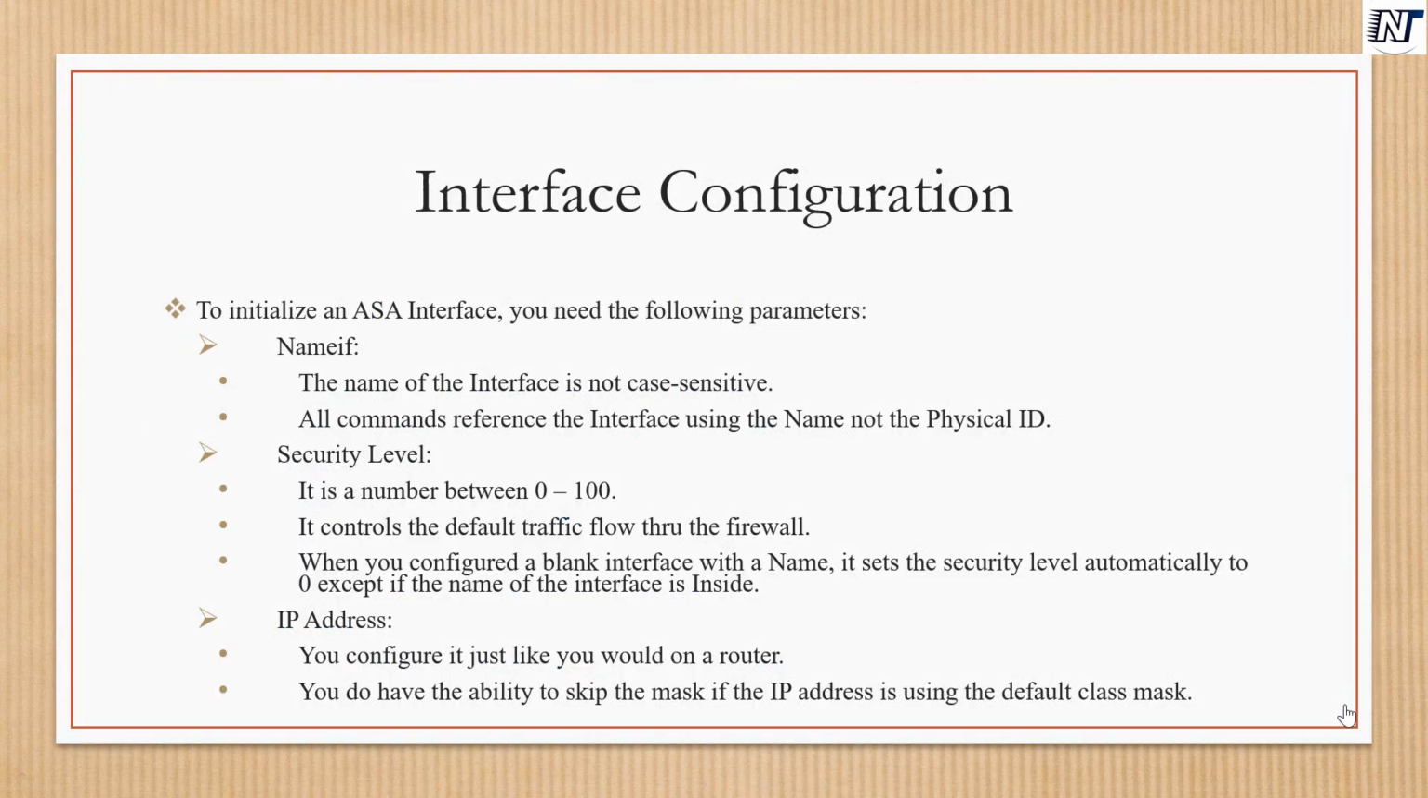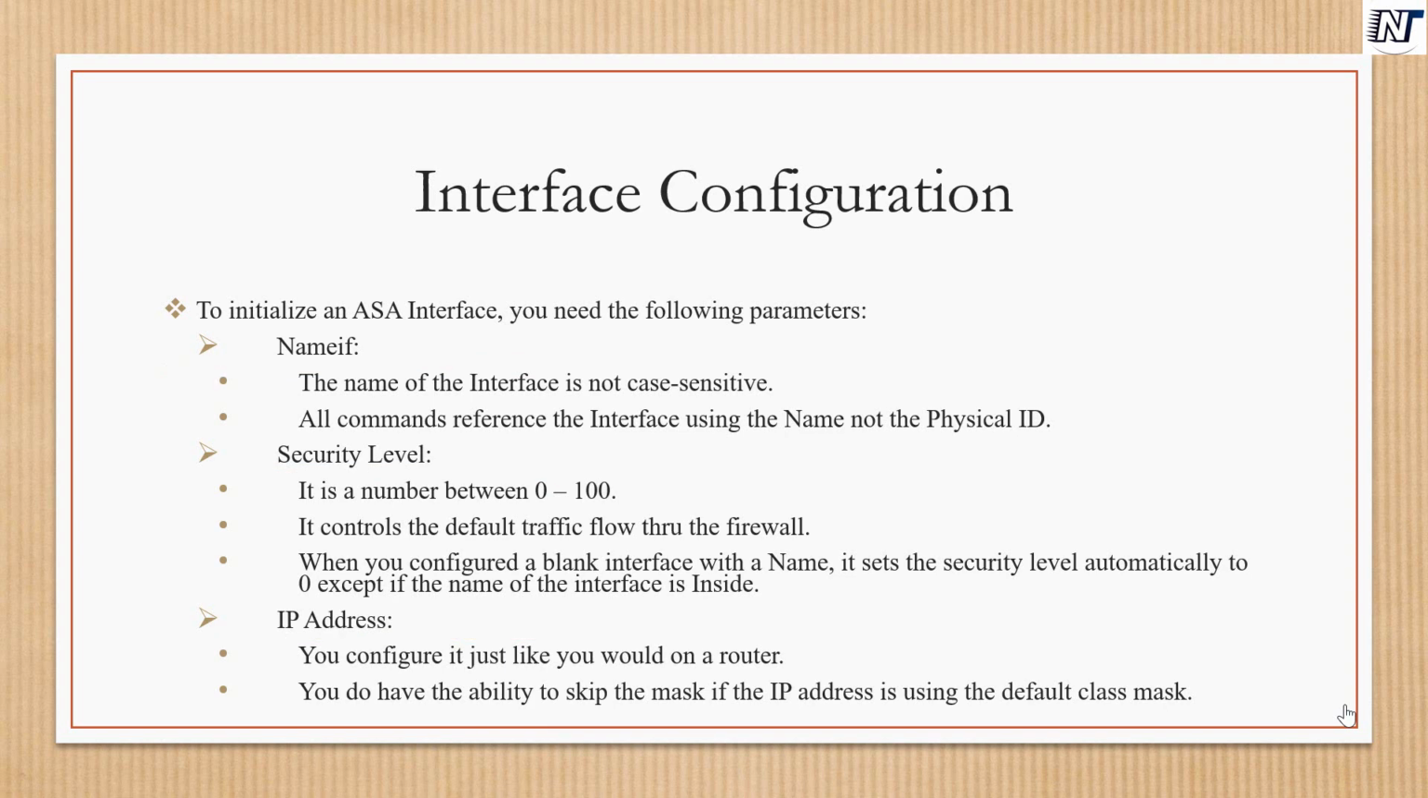This is the interface configuration. This is how to configure a particular interface in the ASA firewall. We require 3 parameters to bring the interface up and running in the ASA firewall. That is nameif, security level, and the IP address with a no shut command.